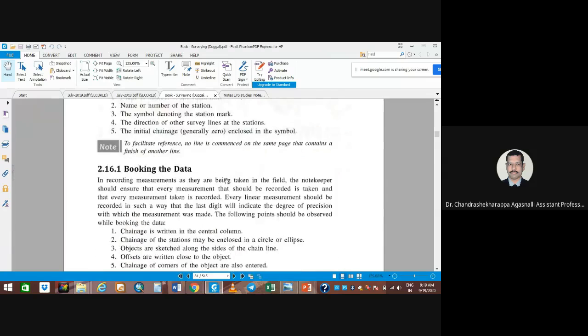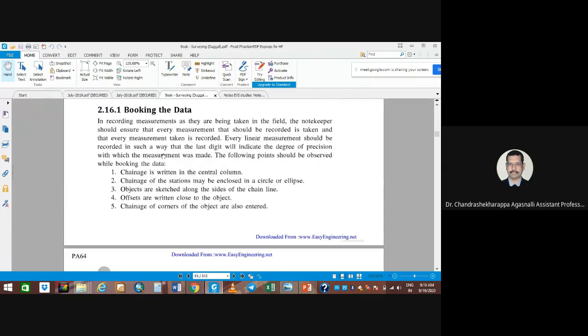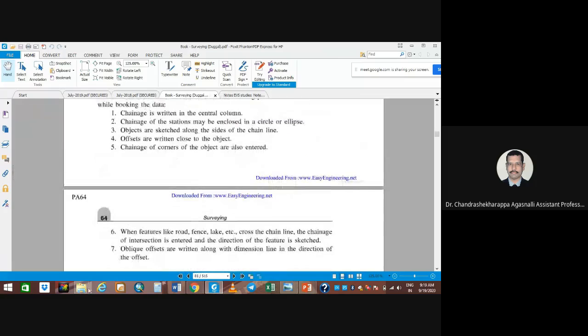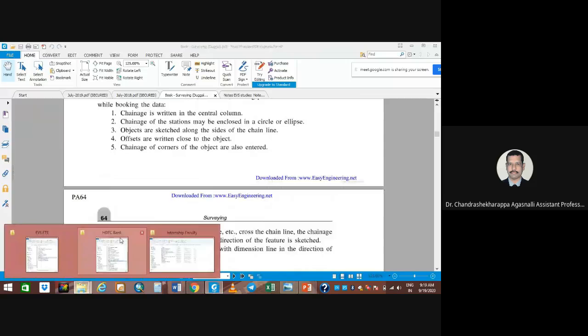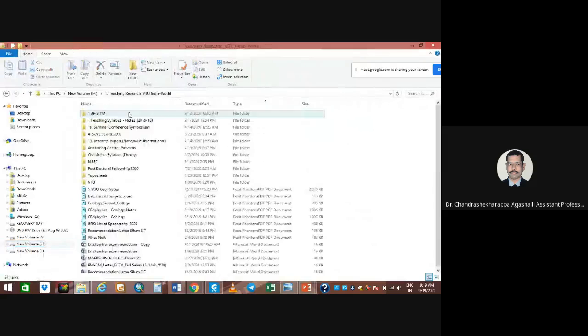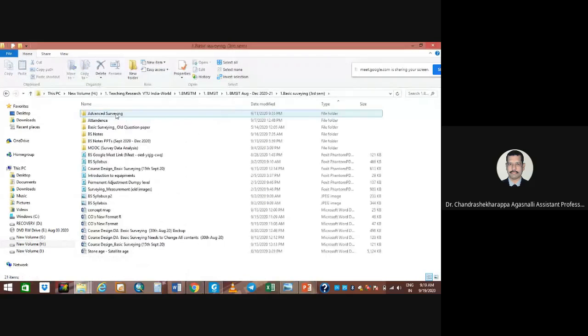So now let's go with booking the record or the data. Let me show you some of the level books, how they look, so that you can easily understand what is happening there.